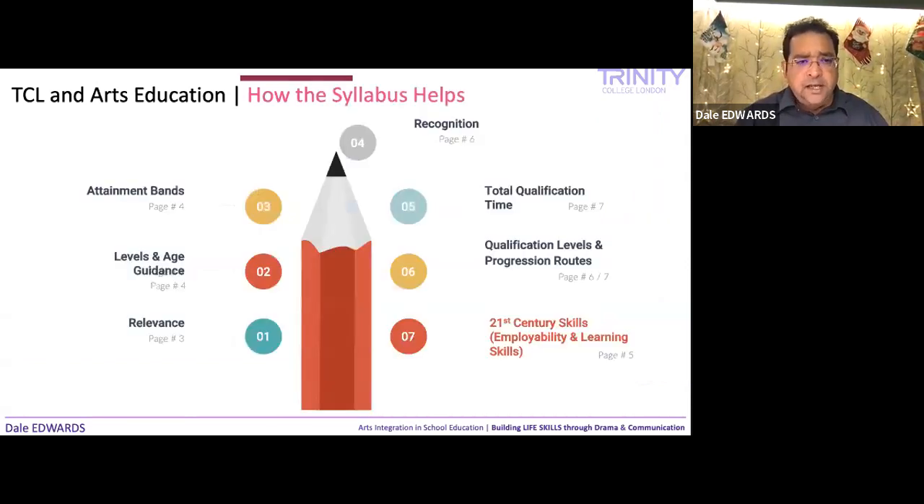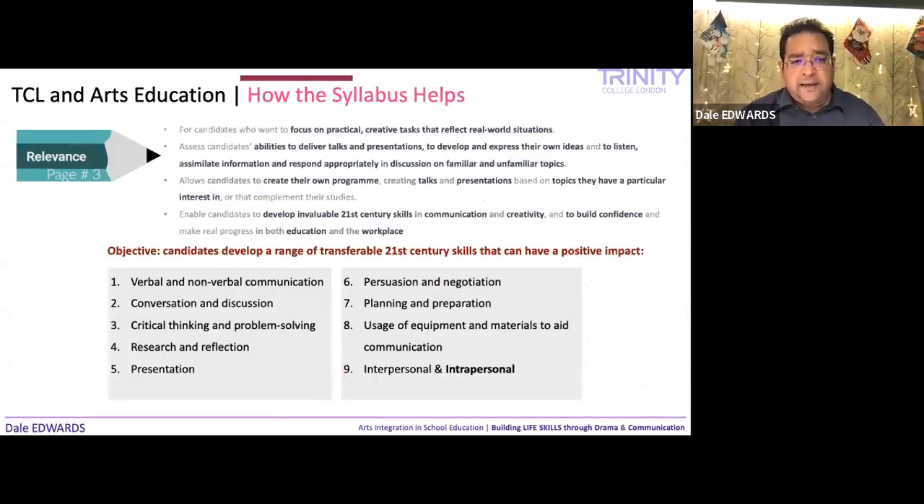So here you see, this is the syllabus, and there are different pages in the syllabus that talk about different things. Let me take you through a little bit of that. Every syllabus of ours in the art form talks very specifically about the relevance of the subject. How is it important?